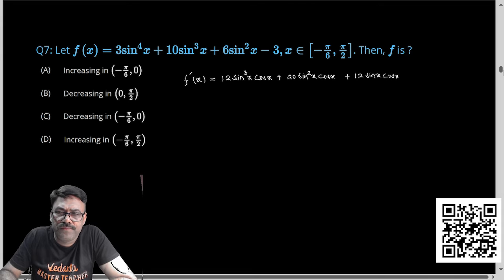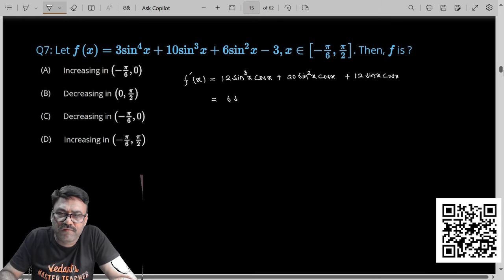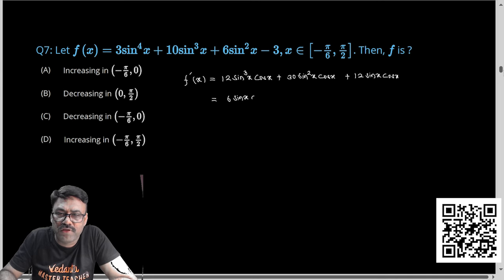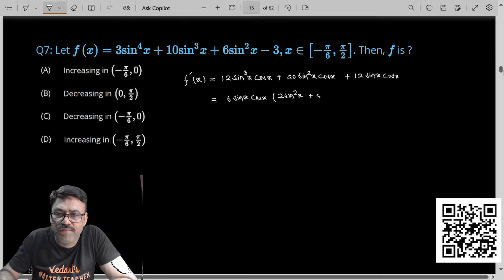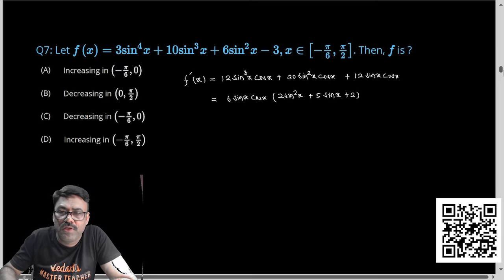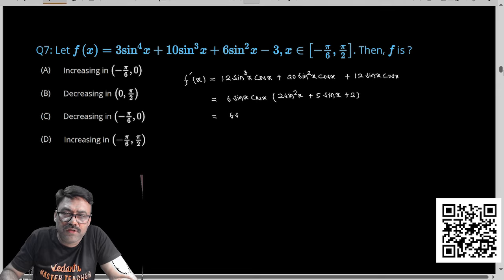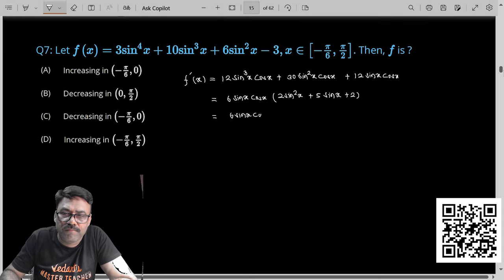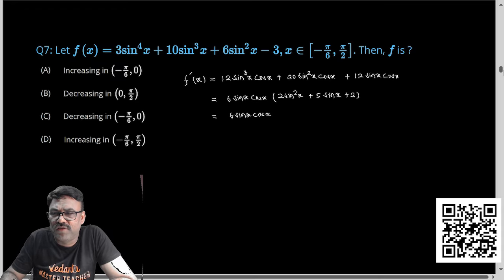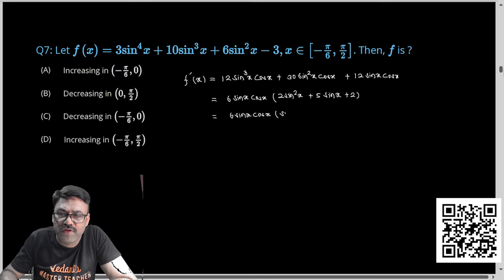So what I can do here, I can take something common. 6 can be taken common, sine x can be taken common, cos x can be taken. So now I'm left with 2 times sine square x plus 5 times sine x plus 2. Now it is 6 times sine x cos x. And this 2 sine square x plus 5 sine x plus 2 can be factorized as sine x plus 2 into 2 sine x plus 1.